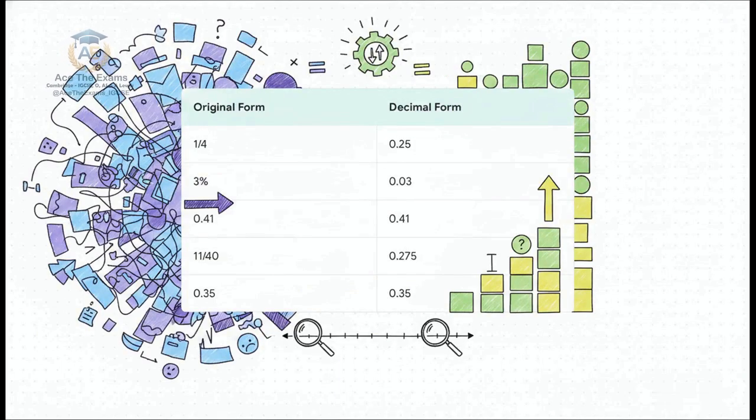Let's visually prove just how incredibly well this works. Taking our totally chaotic original list from example 5.5, we've got 1/4, 3%, 0.41, 11/40, and 0.35. At first glance, it looks incredibly confusing, right? But watch what happens when we use the decimal equalizer. 1/4 becomes 0.25. 3% is 0.03. 11/40 becomes 0.275. Suddenly, we just have a super neat, clean list of decimals.